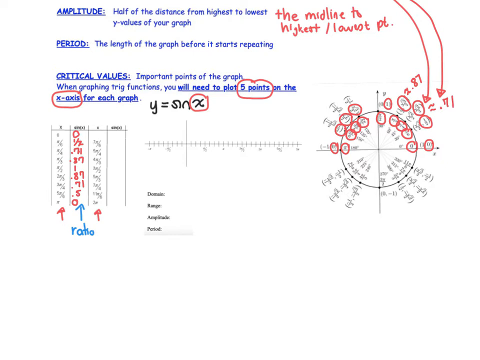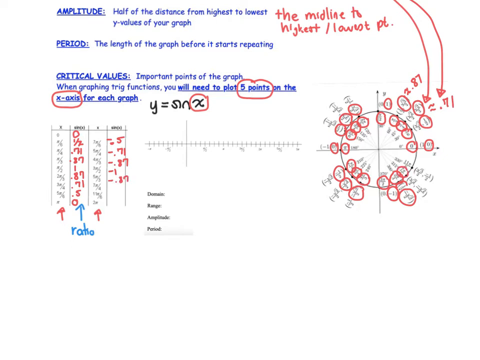Okay, if we keep going around the circle, at 7 pi over 6, my sine is negative 0.5. At 5 pi over 4, I have negative 0.71. At 4 pi over 3, I have negative root 3 over 2, which is that negative 0.87. And at 3 pi over 2, I'm at negative 1. Okay, and if we keep going, at 5 pi over 3, I'm at negative root 3 over 2, so that's negative 0.87.